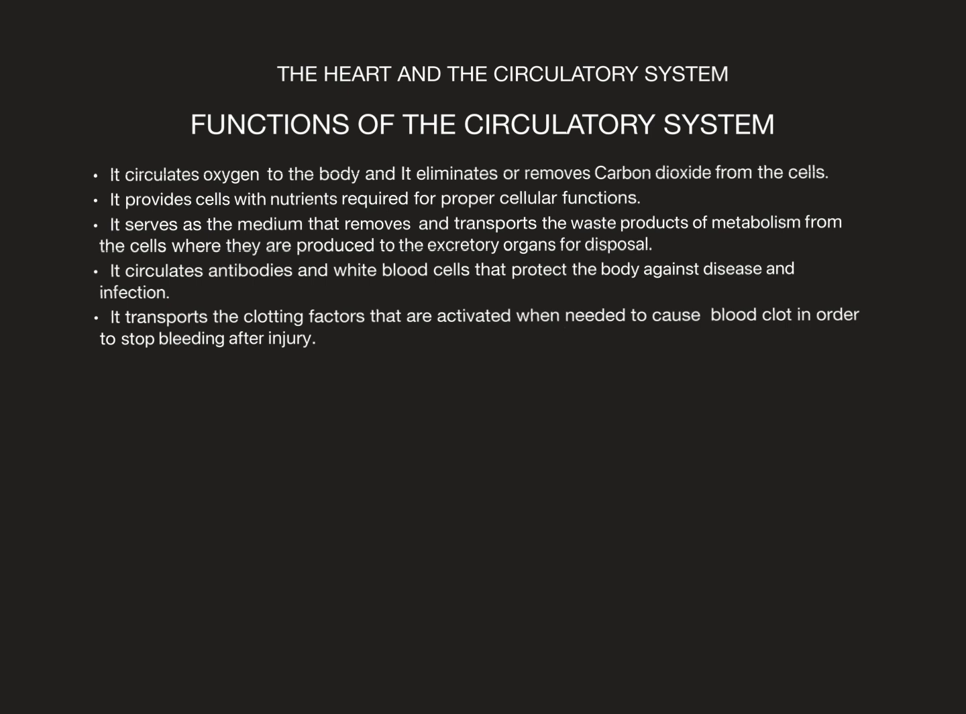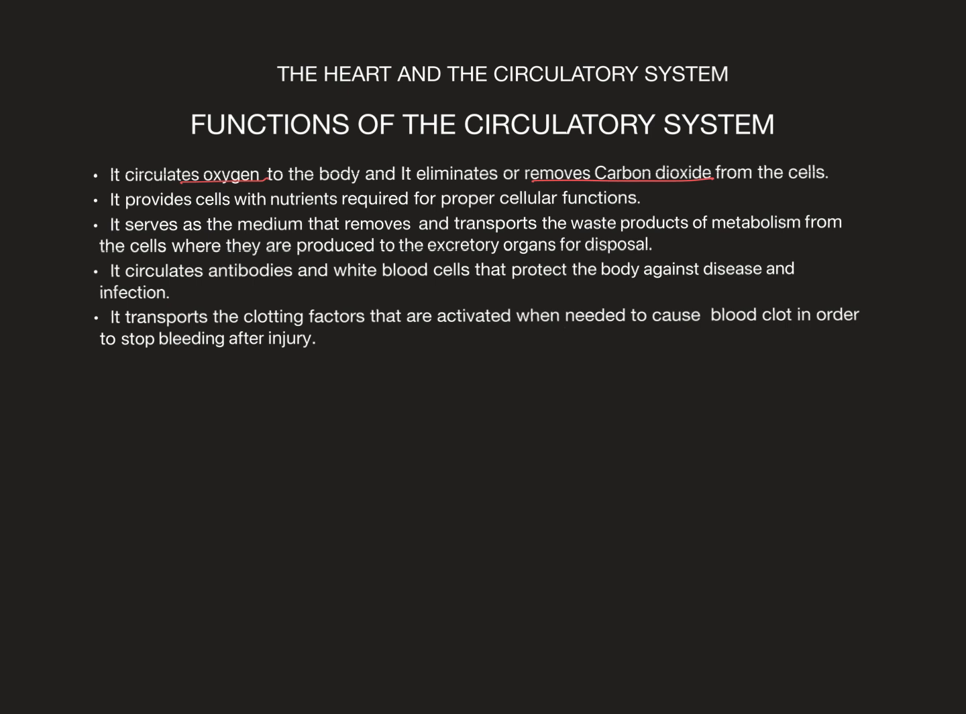So here we have some functions. The circulatory system circulates oxygen to the body and eliminates carbon dioxide from the cells. This is very important because when carbon dioxide is produced by the cells in excess amount, it needs to be eliminated. If we do not have the circulatory system, carbon dioxide would not be eliminated, and excess carbon dioxide is toxic to the body.